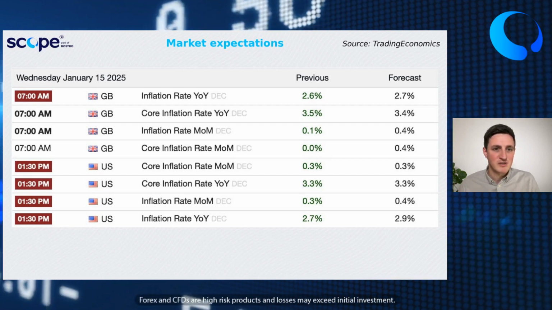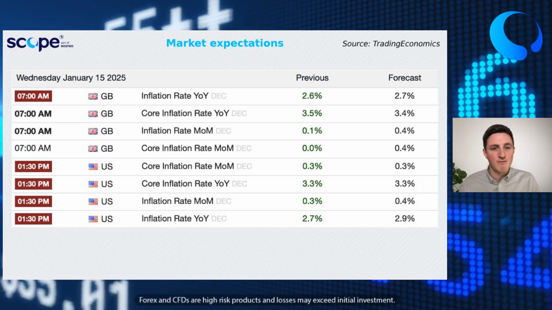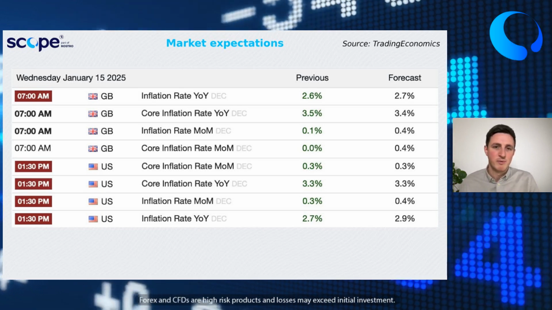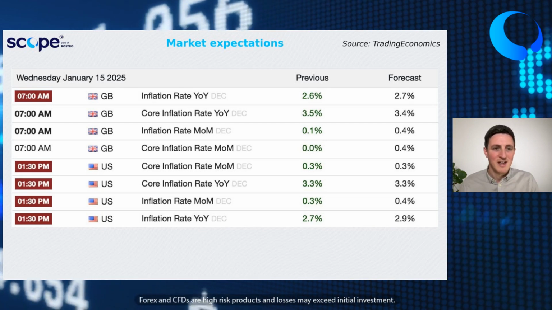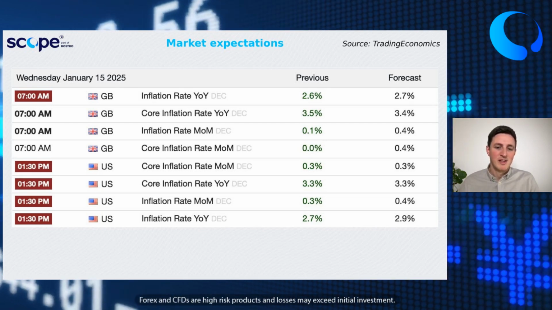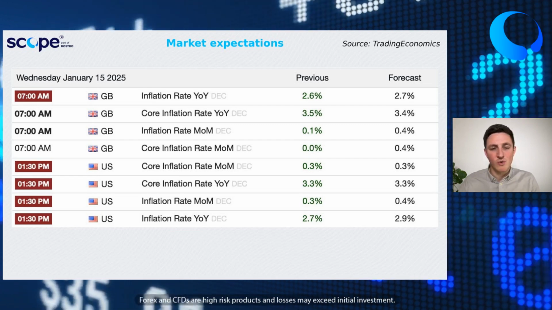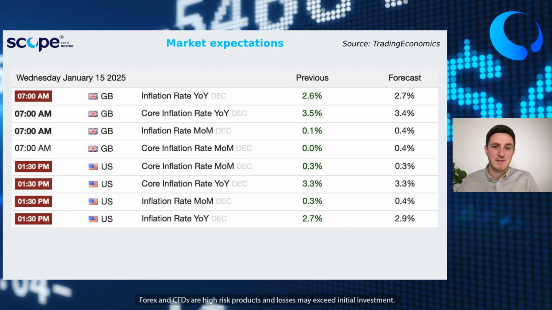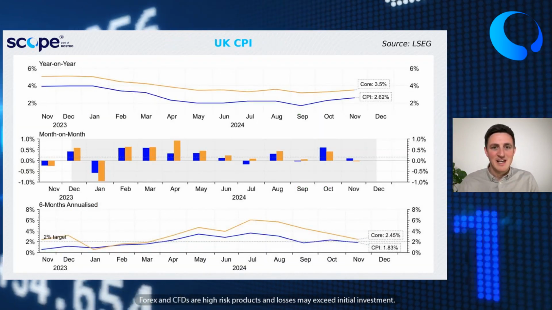In terms of the US, we've got the core figure expected to remain at 3.3, but a rise in terms of that headline inflation rate to 2.9 from 2.7, with a 0.4 monthly figure once again coming into play for the headline monthly CPI. So all in all, it points towards a potential reflation coming into play. And that has been something that's been really dominating the headlines of late in different ways.